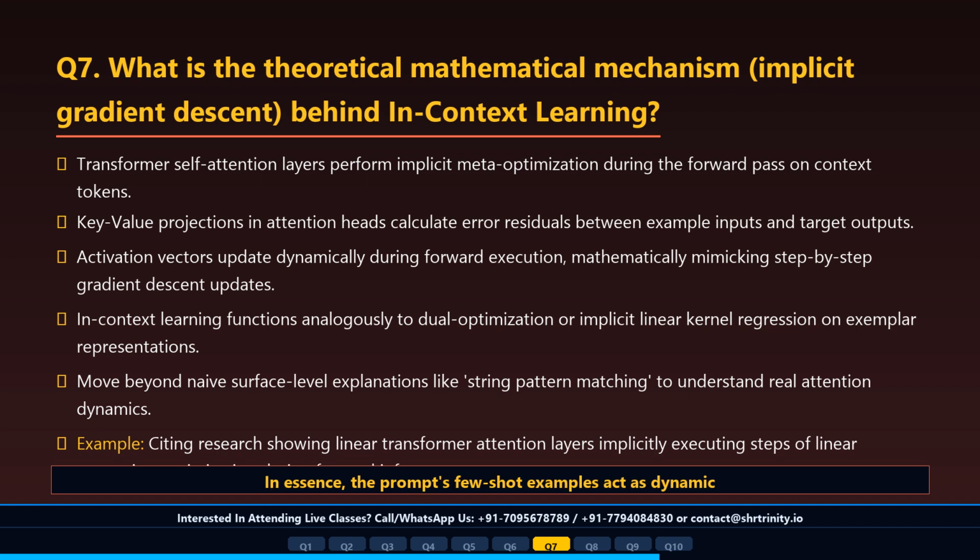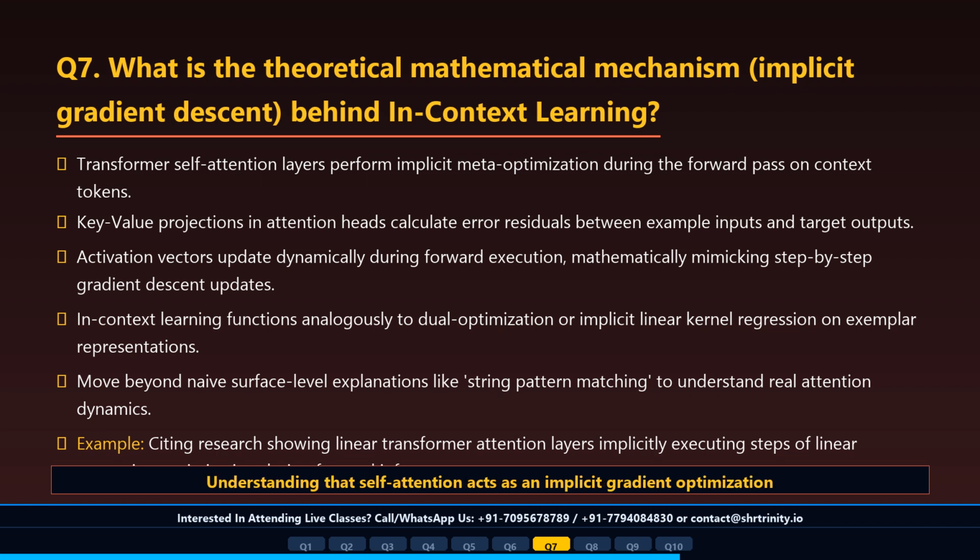In essence, the prompt's few-shot examples act as dynamic training data, and the forward attention pass simulates fine-tuning by shifting activation states in working memory. A clear academic example of this phenomenon comes from recent interpretability papers demonstrating that linear attention mechanisms directly execute implicit least squares updates on in-context data vectors.